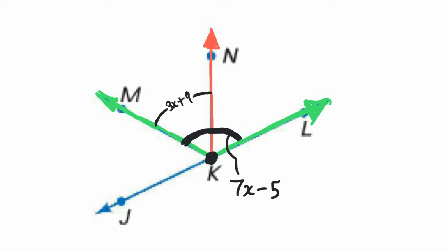Okay, now let's think about it. The red ray there, KN, bisects the green angle. So what do I know about this angle right here and this angle right here? They're the same. So if this one's 3x plus 9, how big is this one? 3x plus 9. It's the same. It's 3x plus 9 also.